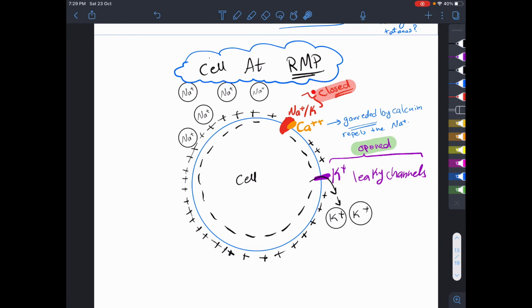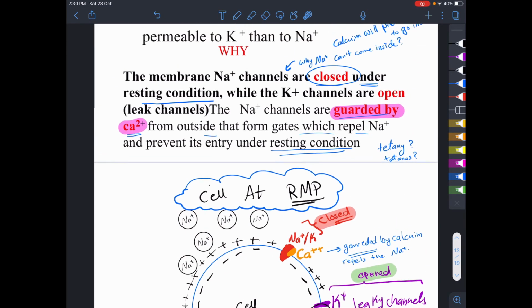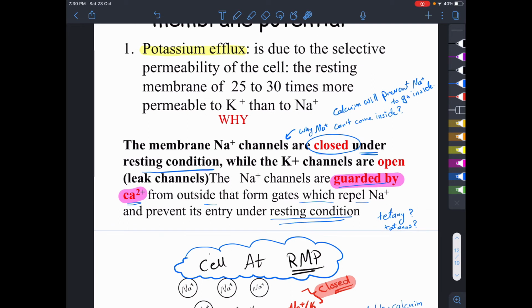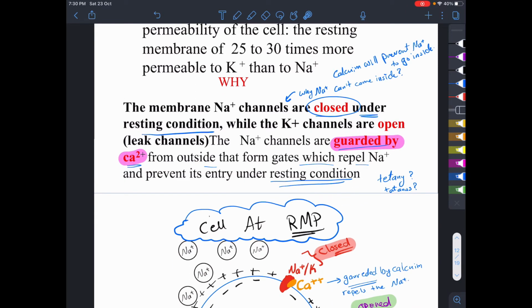This is at the resting membrane potential. Here we have the leaky channels we talked about, always open in the resting membrane potential, with potassium always going out to keep the inside of the cell negative. So the membrane sodium channels are closed in the resting membrane potential. Why? Because the calcium is guarding it from outside, forming gates which repel. There is repulsion because sodium is plus and the calcium is plus, all positive, so if sodium comes to the gate it will not enter.